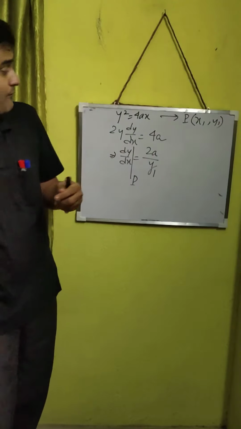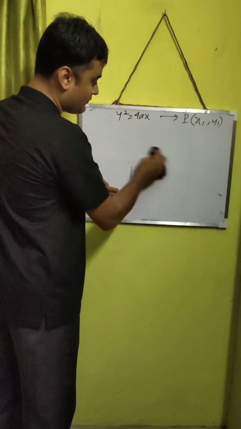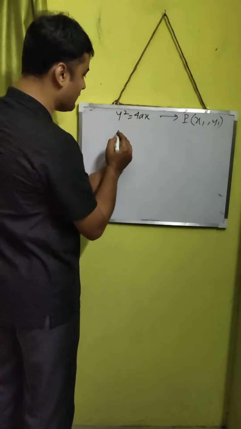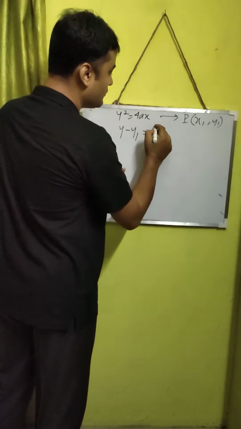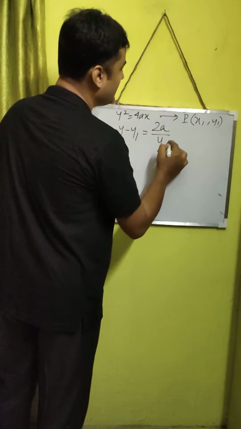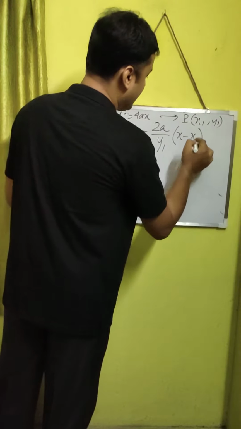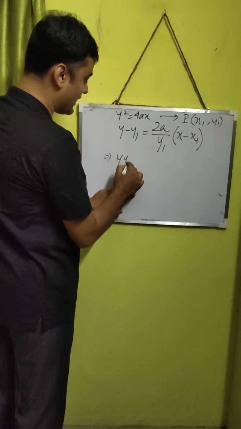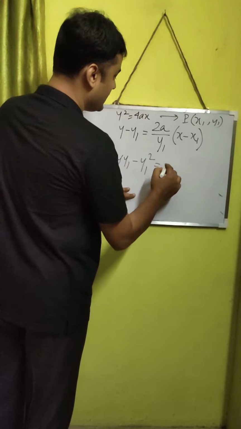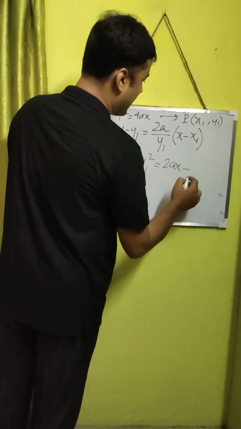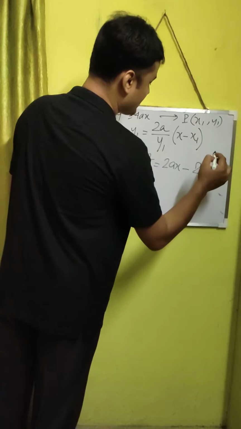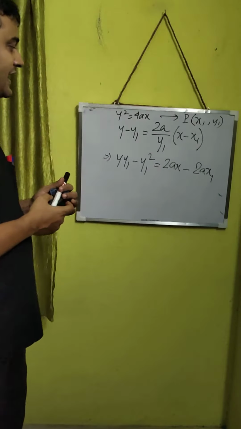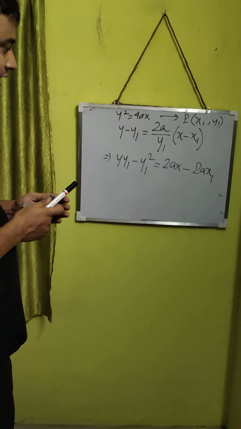Now the equation of the tangent. We are trying to find out the equation of a tangent to this curve, right? So the equation of the tangent, again point slope form. So y minus y1 equal to 2a by y1 into x minus x1. Multiply this. y y1 minus y1 square equal to 2ax minus 2ax1.